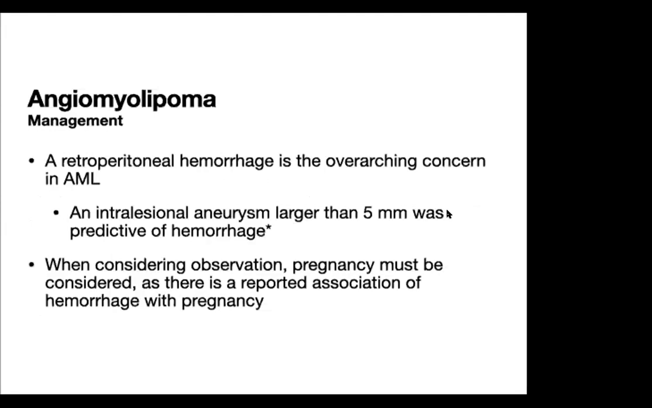A retroperitoneal hemorrhage is the overarching concern in AML. An intralesional aneurysm larger than 5 mm was predictive of hemorrhage. So when considering observation for patients, it's prudent to assess first for intralesional aneurysms for risk stratification. Also, when considering observation, pregnancy must be considered, as there is a reported association of hemorrhage with pregnancy.